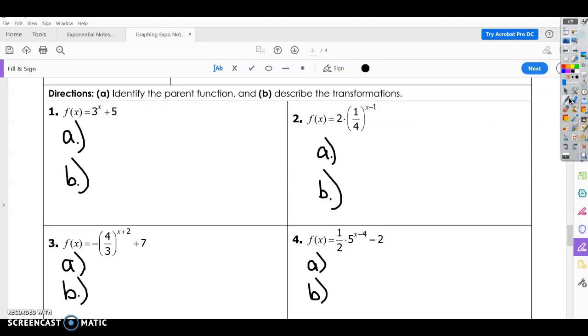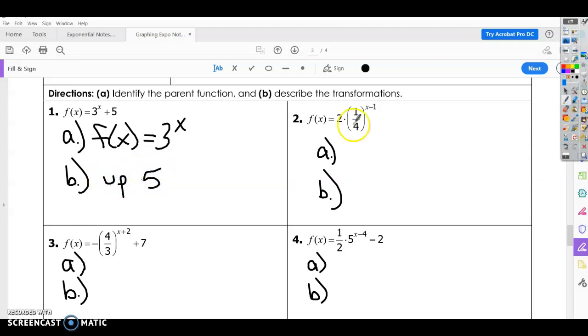Okay, when graphing, we need to know what is happening, what kind of transformation we have. So this says identify the parent function and describe the transformations. All right, for number 1, we've got f of x equals 3 to the x plus 5. So part a, identify the parent function. f of x equals 3 to the x power. That's our parent function, the most basic part of the function. Plus 5, that's going to be a vertical shift. So it's going to move us up 5.